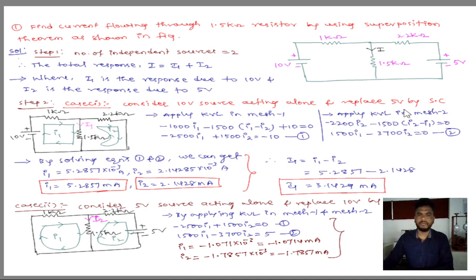Then we need to find the current capital I2. Therefore, I2 is equal to I1 minus I2. Substituting I1 is equal to minus 1.071, minus I2 means minus minus becomes plus 1.7857, so I2 is equal to 0.7147 milliamperes. This is from case 2.